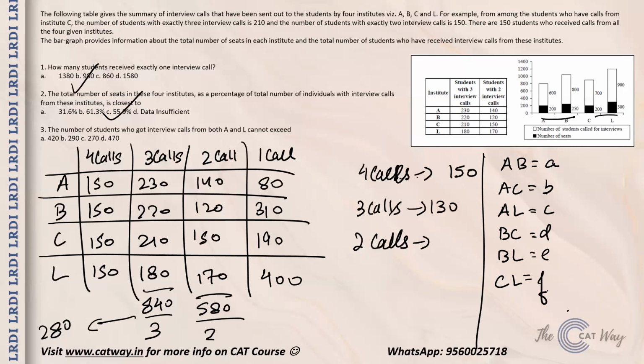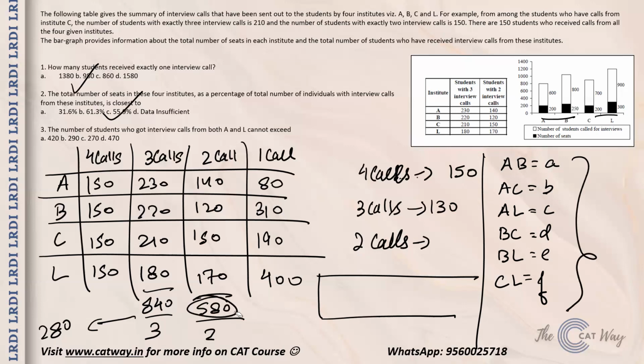Now guys, one thing that we know is that the summation of all these people is 290. Why? Because out of the people, 290 people were given two calls. Some of them have got calls from AB, and the people who have been counted as calls from AB are not going to be repeated anywhere, right? So A plus B plus C plus D plus E plus F is equal to 290.